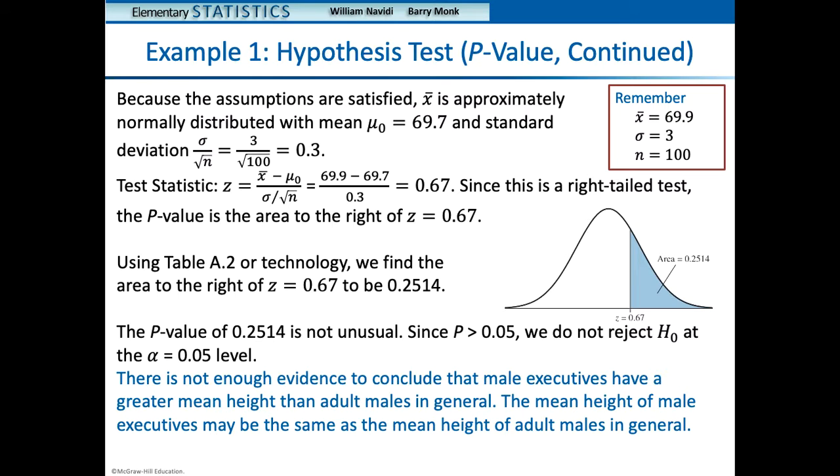So that's the main process for conducting a test. You will set up your hypotheses, consider your sampling distribution under the assumption that the null hypothesis is true, compute a test statistic, which is the z-score in this case, and then use the test statistic to find a p-value, which will be the area under the curve to the right or to the left of your test statistic.